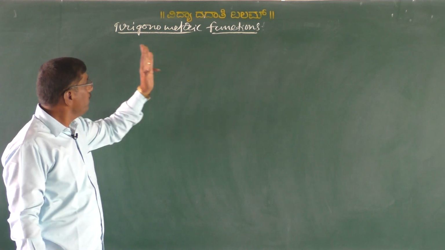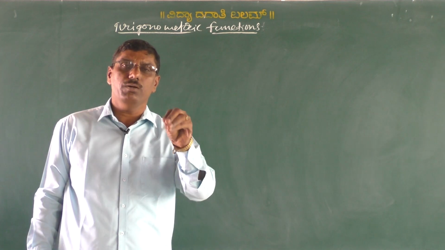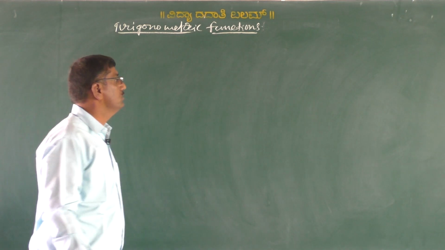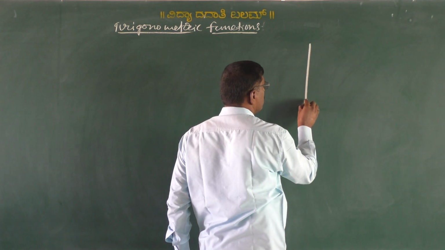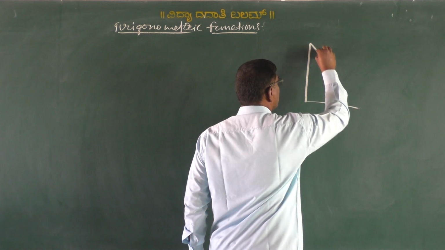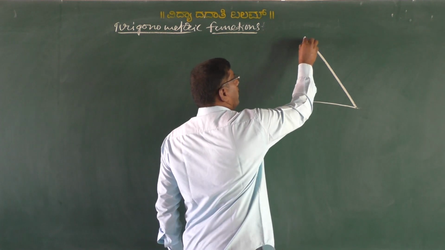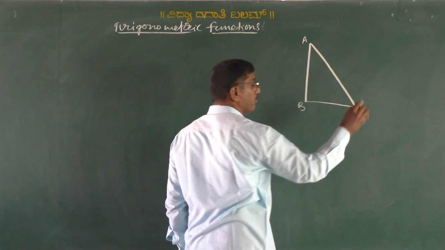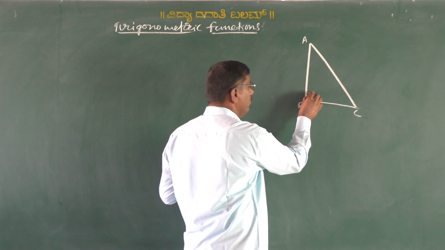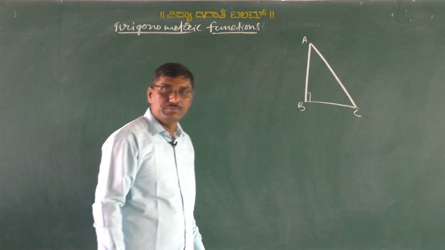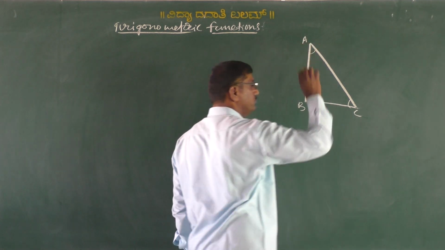Here, to define the trigonometric functions, we consider a right angle triangle, my dear students. See here, all of you. ABC is a right angle triangle. This is, we know, 90 degrees. These two are acute angles.